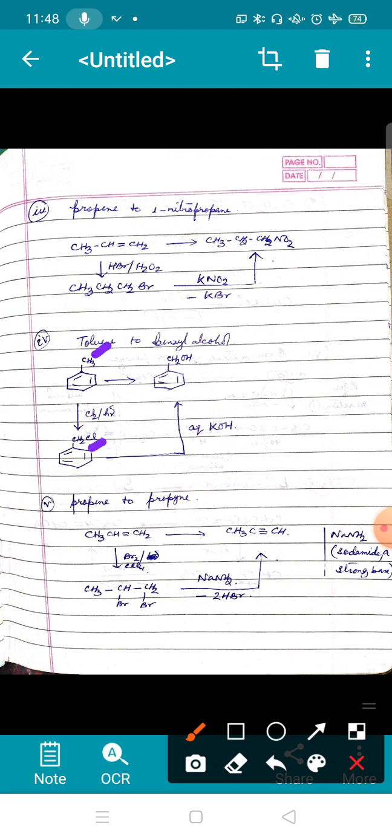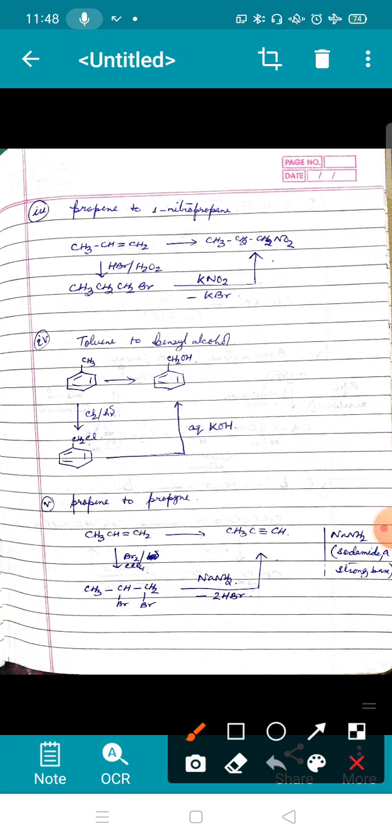Then once you get Cl, you treat it with aqueous KOH. I remind you again, alcoholic KOH helps you in elimination. Aqueous KOH helps you in substitution. So the Cl gets replaced by OH and the byproduct will be KCl. Okay, this is a very important conversion. So that's how we do this conversion.